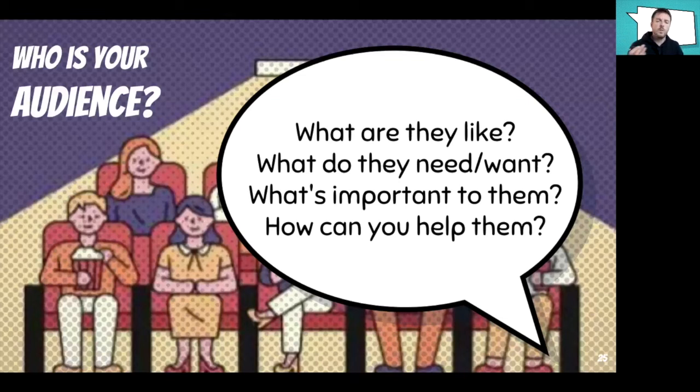The third question is, what is important to them? You saw there in my previous example where I asked them why, why, why. By constantly asking them why, you may be able to determine what is truly important to them. The final thing is, how can you help them? Once you determine what's important to them, how does your product, your service, whatever you're offering, help them?